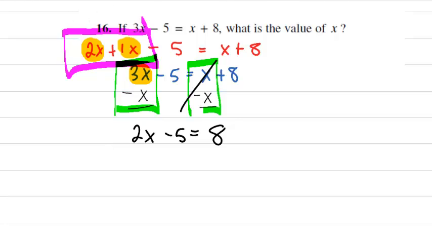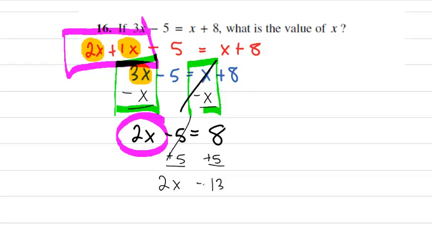Now we have 2x in a group, and we need to get that group by itself before we can divide by 2 to get x by itself. So add 5 to both sides. 8 plus 5 is 13. 2x equals 13. Now we can divide by 2, and x equals 13 over 2, which is 6.5.